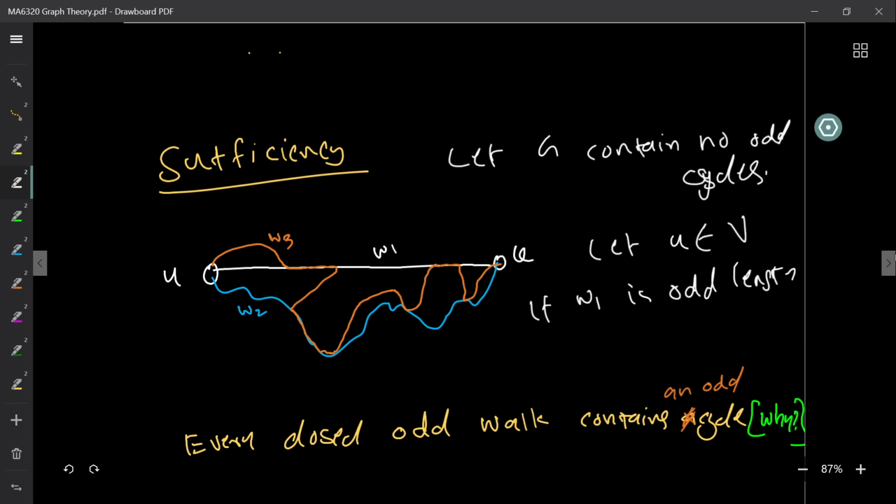then let's see if there are any other walks from U to V, right? There could be several walks possible, right? Now, if you pick any walk from U to V, then every such walk must have the same parity, I claim, okay? So, suppose this is not the case, right? And then we have, let's say, another walk, let's say W2, of, let's say, even parity.